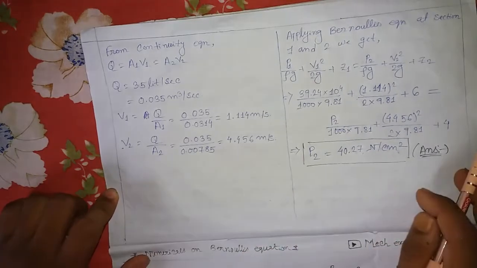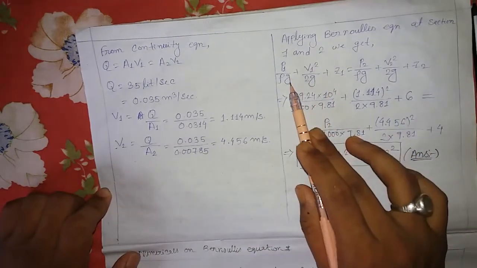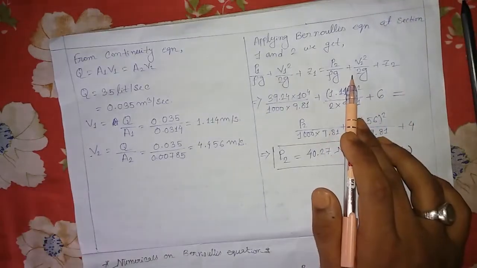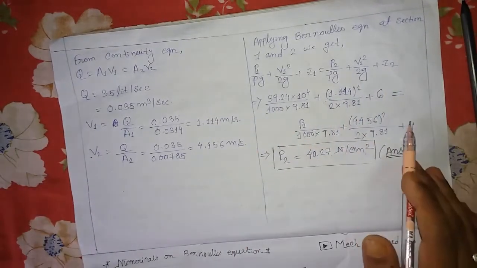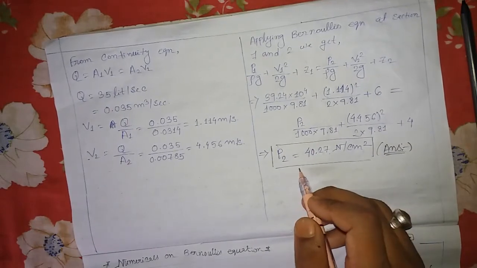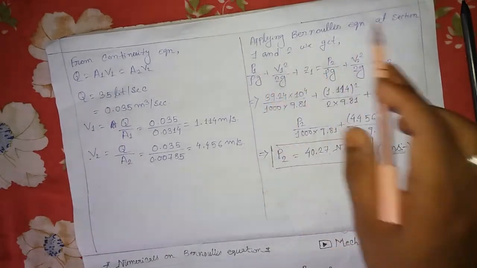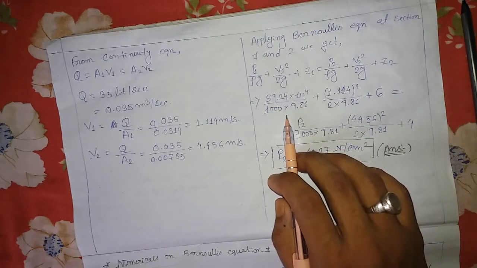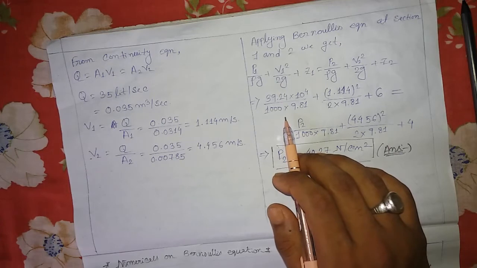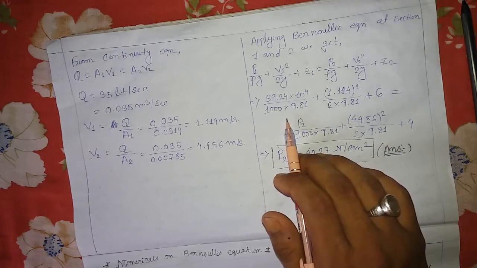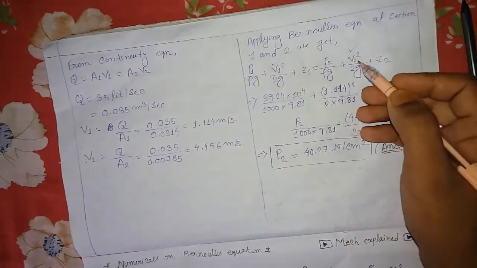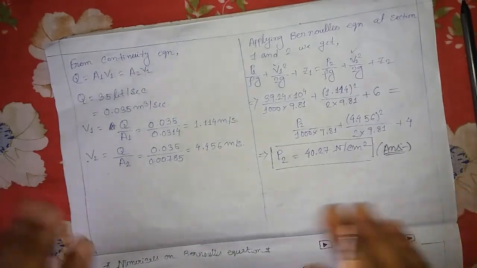Now applying Bernoulli's law: P1 by rho g plus V1 square by 2g plus Z1 equals P2 by rho g plus V2 square by 2g plus Z2. By putting in all the values, you will get the value of P2. So look, we apply Bernoulli's equation at the last stage, but we have to think about it in the first stage. Before solving the math, we have to know that we will be using Bernoulli's equation. After that we have to find the missing components, then we put them into the formula.